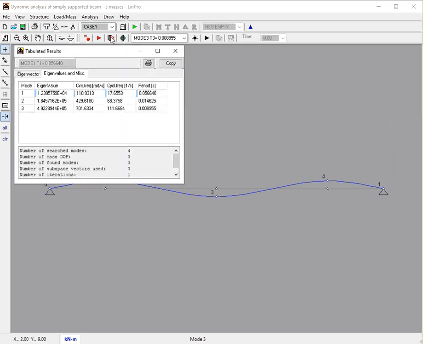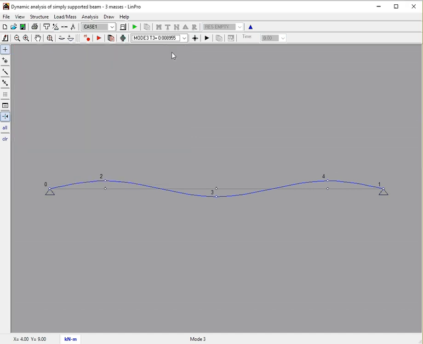If we look at the tabulated results here, we now get three modes. And again, the natural frequency, 17.65 hertz, is quite different from the 12.47 with the single mass. I'll look at the theoretical results shortly and compare them. 68, a much higher frequency for the second mode, and 111 for the third mode. So we'll compare those with the theoretical results.